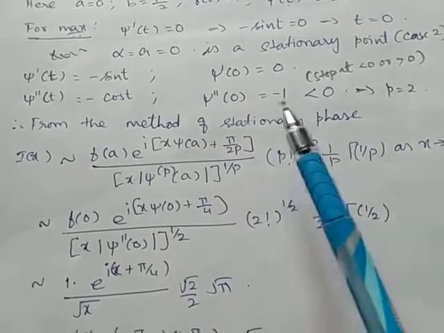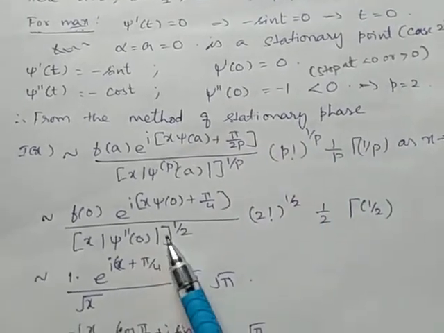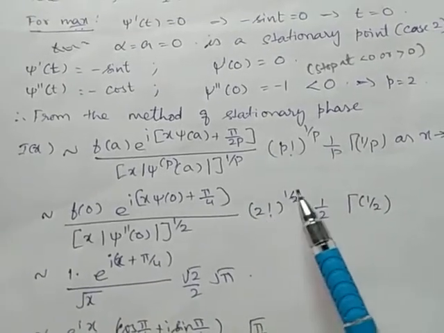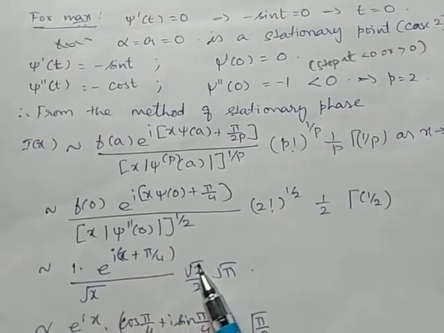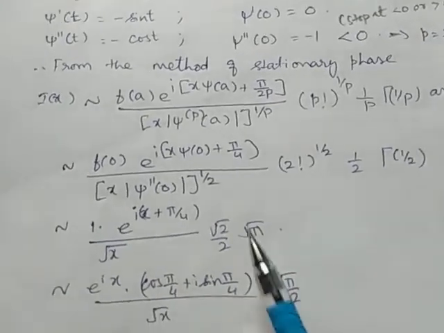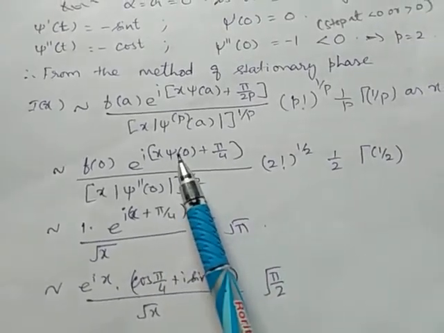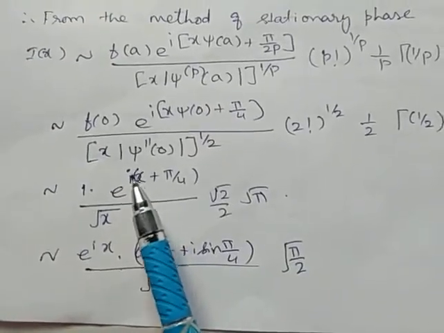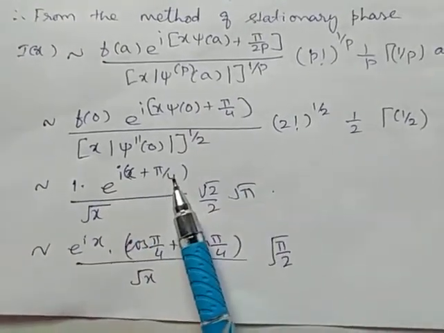Phi double dash is minus 1, modulus of minus 1 is plus 1, therefore x to the power 1 by 2. 2 factorial to the 1 by 2 is root 2 by 1 by 2. Gamma of 1 by 2 is root pi. Here xi of 0, what is xi? Cos t. Cos 0 is 1. Therefore here we are having e power i x plus pi by 2.